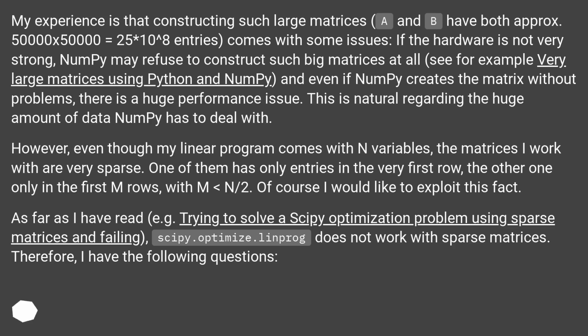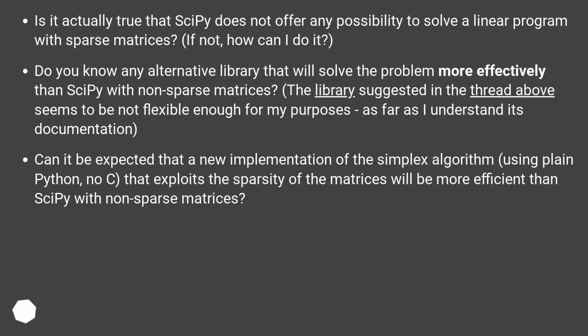Therefore, I have the following questions. Is it actually true that Scipy does not offer any possibility to solve a linear program with sparse matrices? If not, how can I do it? Do you know any alternative library that will solve the problem more effectively than Scipy with non-sparse matrices? The library suggested in the thread above seems to be not flexible enough for my purposes, as far as I understand its documentation. Can it be expected that a new implementation of the simplex algorithm, using plain Python, no C, that exploits the sparsity of the matrices will be more efficient than Scipy with non-sparse matrices?